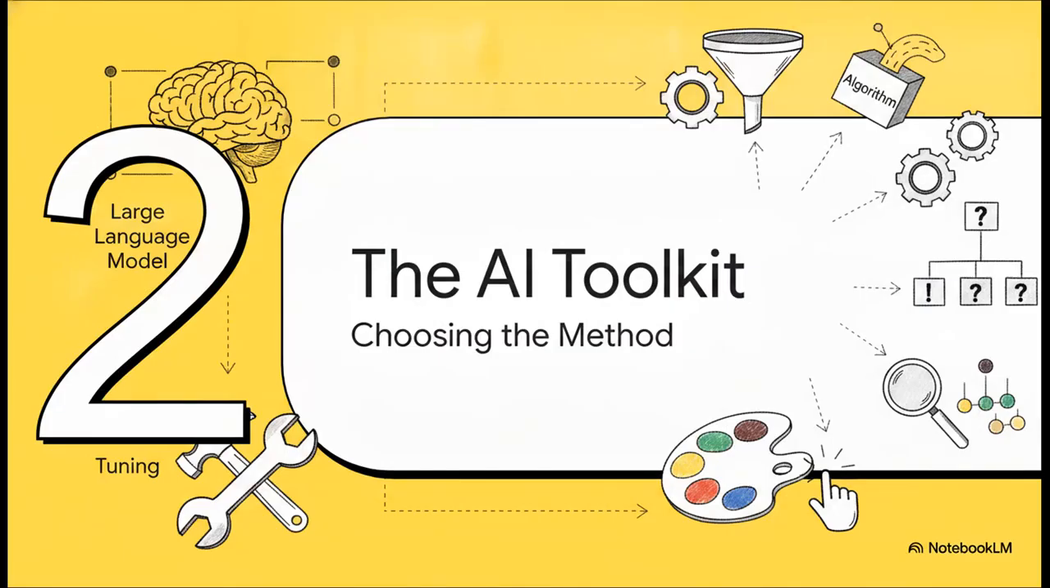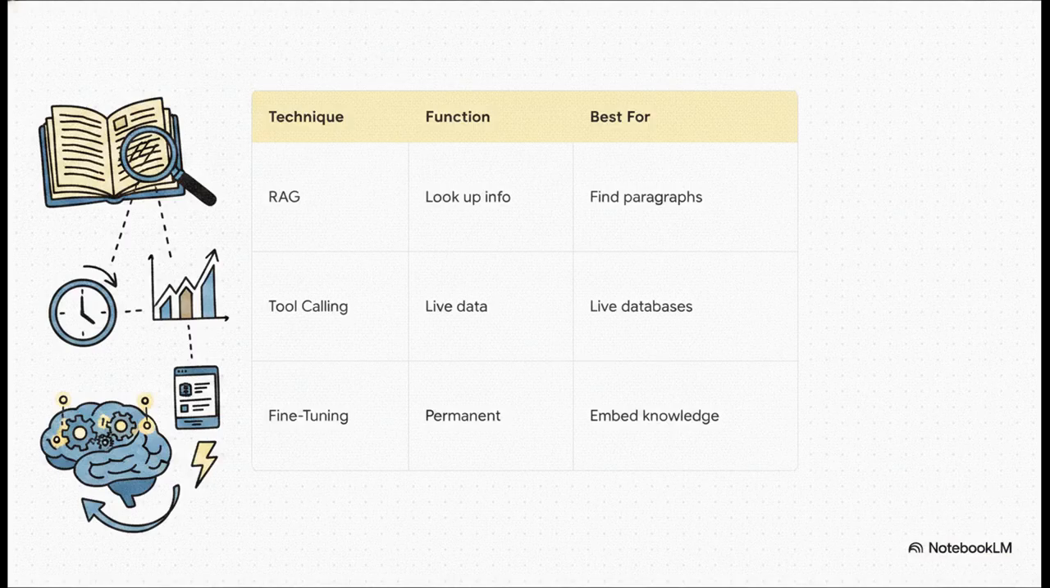Moving right along to Section 2, the AI toolkit. You know, there's always so much confusion around when to use which AI technique. So let's break down the toolkit. If you have, say, 500,000 pages of company HR policies, and you just need the AI to find two very specific paragraphs, you use RAG, Retrieval Augmented Generation. But the catch with RAG is latency, because the AI has to go actively search a database every single time you ask it something. Now, if you need real-time live data, like checking a bank balance, you'd use tool calling.